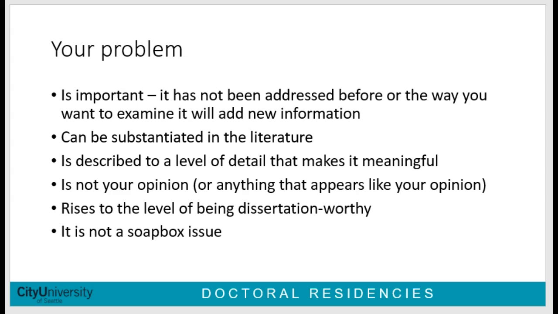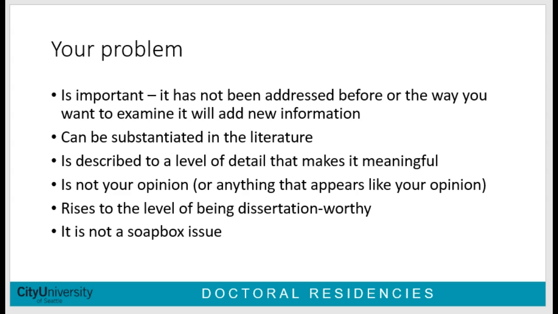The problem needs to be important, and it needs to be something that hasn't been addressed before, so new information, or you're going to look at it in a different way to add new information to something that's already been done. So somebody may have already studied organizations that are going bankrupt in the new millennium, but you're going to add information by specifically looking at organizations that went bankrupt because of COVID in the new millennium. So you're adding a piece of new information that wasn't there before.